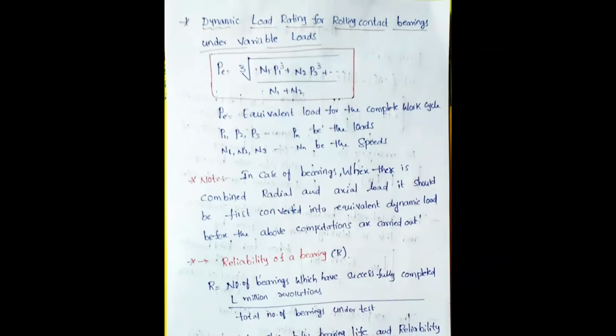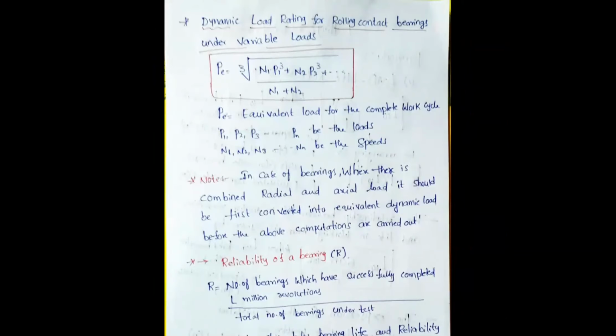So the next relation is the dynamic load rating for rolling contact bearing under variable loads. Till now we have only had the normal loading condition, with no speed variation, only constant speed. But whenever you have different speeds at different operating conditions, you have the relation P equal to cube root of (N1 P1 plus N2 P2 plus so on) divided by (N1 plus N2). This root is applicable to both numerator and denominator. So P equals cube root of (N1 P1 cubed plus N2 P2 cubed plus and so on) by (N1 plus N2).